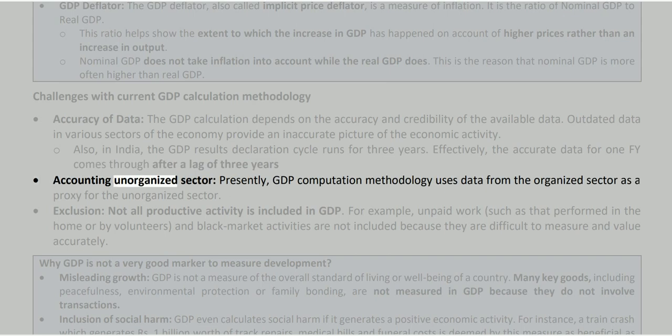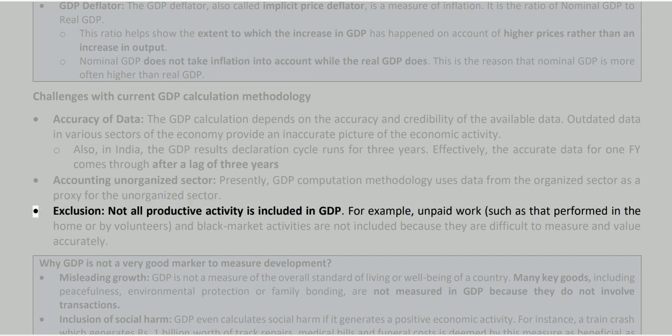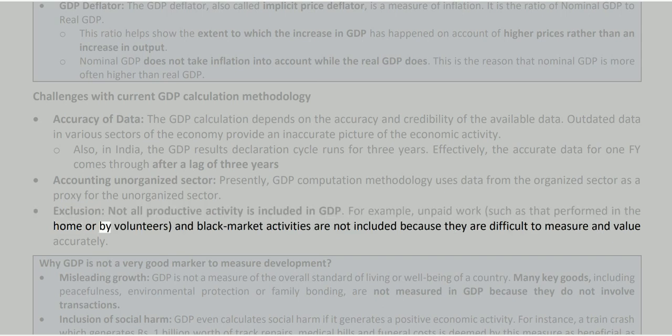Accounting unorganized sector. Presently, GDP computation methodology uses data from the organized sector as a proxy for the unorganized sector. Exclusion. Not all productive activity is included in GDP. For example, unpaid work, such as that performed in the home or by volunteers, and black market activities are not included because they are difficult to measure and value accurately.